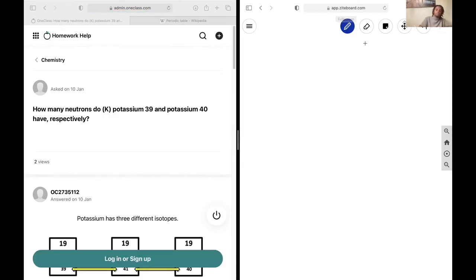Okay, next up we want to compare the number of neutrons in potassium 39 and potassium 40. And so we need to understand that these numbers are the atomic masses. So let's actually write down the full name for both of them. So include the number of electrons. You know that potassium has 19 electrons. You can find that out by just looking at the periodic table too.